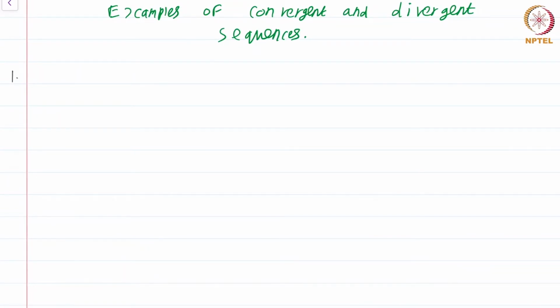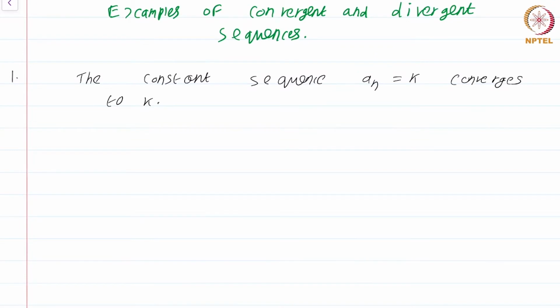The constant sequence a_n equal to k converges to k. Well, there is really nothing to prove. For the choice of N of epsilon, you can choose any natural number. This will work. Okay. The second one we have already seen, 1 by n converges to 0.